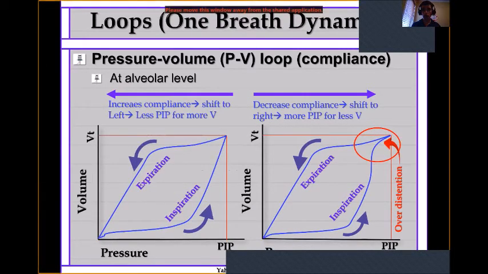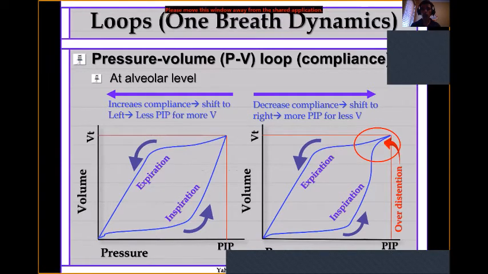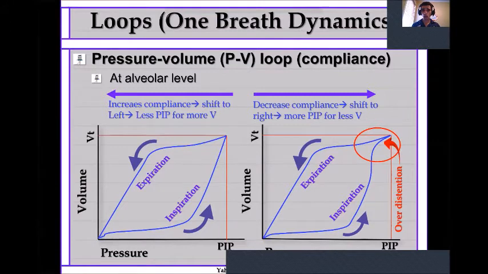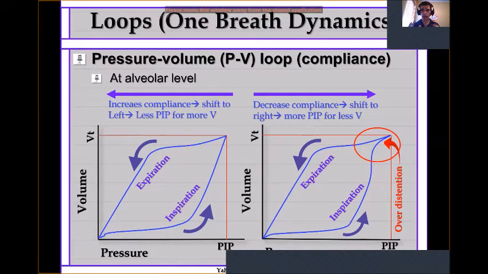And now we'll talk about what we call the loops. Loops mean one cycle dynamics, or the relation of different parameters in one cycle. One of the very important loops is the pressure volume loop, because remember, when you give a pressure to the alveoli, consider the alveoli like a balloon, the balloon gets distended.